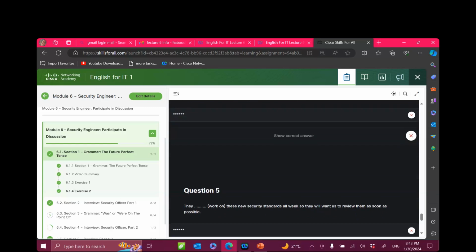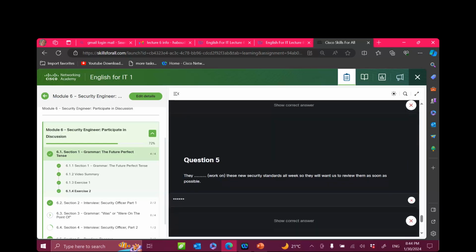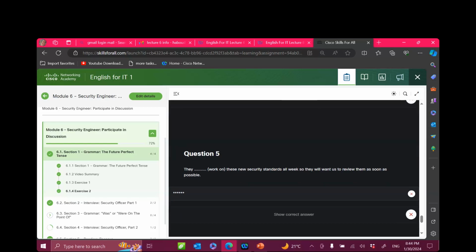They work on these new security standards all week, so they will want us to review them as soon as possible. So, what do you think? Which one will we use? Perfect, future perfect, or future perfect continuous? Let's have a look. These new security standards all week. So we have something to refer to, continuity, all week. So we'll be using future perfect continuous. They will have been working on these new security standards. Very good.